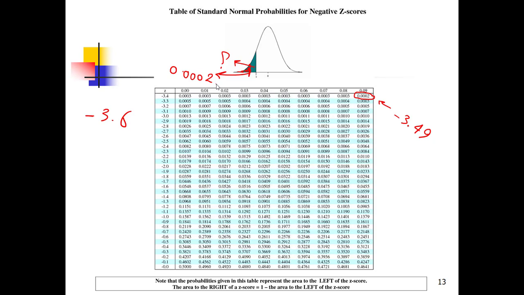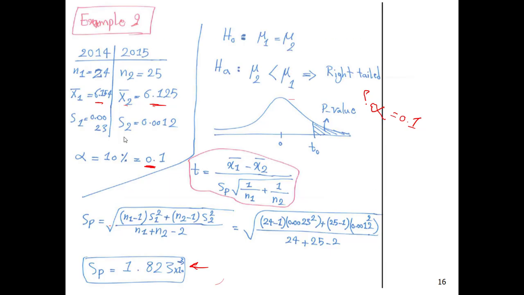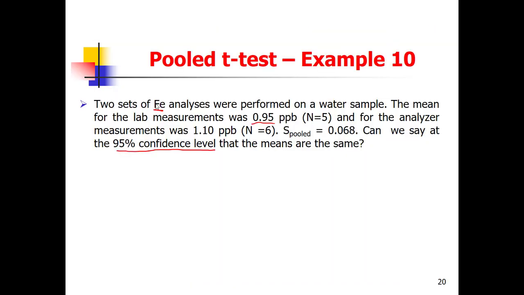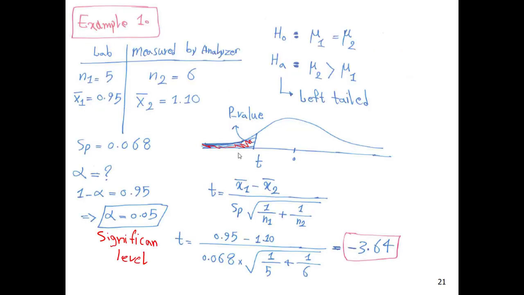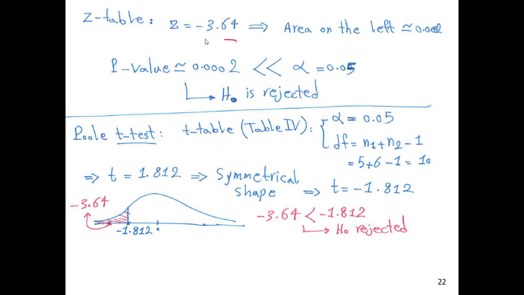Okay, so I will keep this area, which is a good estimation for the area on the left of z minus 3.6. So let's go back to our question. So now I went to the table for the z minus 3.64, the area on the left. I found a very small value, which is 0.0002.